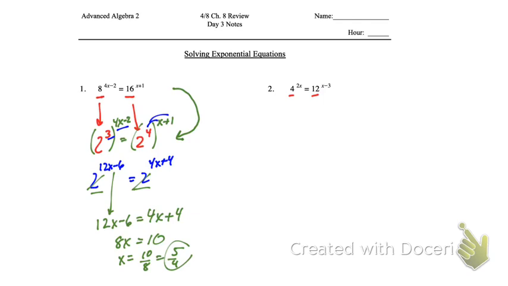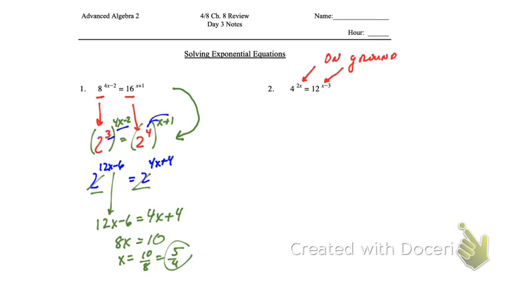Now, number 2, a little different story. We cannot do that. We can't make a 4 and a 12 be the same base. We can make 4 into 2 squared, but we can't do that to make a 12 into a 2. So what do we do? Here we start thinking, it's kind of like you want to think like this. My variable's up in the air in an exponent. We want to get these on the ground.